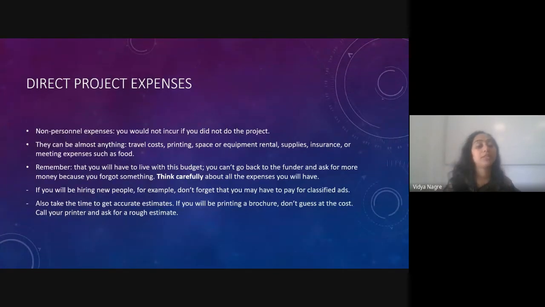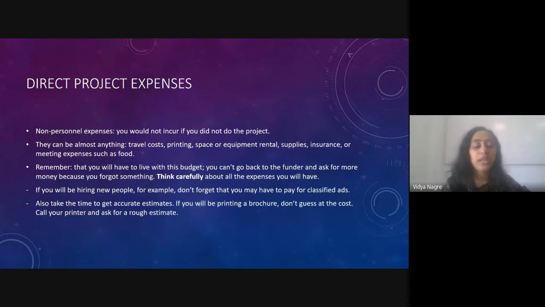Direct project expenses. These are also known as non-personal expenses, such as you would not incur if you did not do this project. But when you apply for a fund, you have to mention it. They can be almost anything, such as travel cost, printing, space, equipment rental, supplies, insurance, and so on.